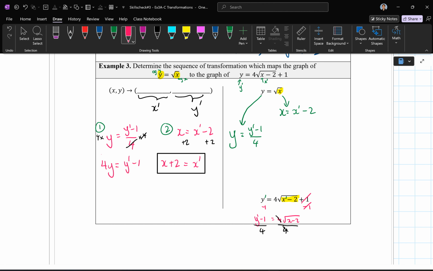4y equals y dash minus 1. Add 1 on both sides, and you get 4 times original y plus 1 equals y dash. And there we go. What have we done? We figured out that y dash, the new y, is the result of timesing 4 to the original y plus 1.